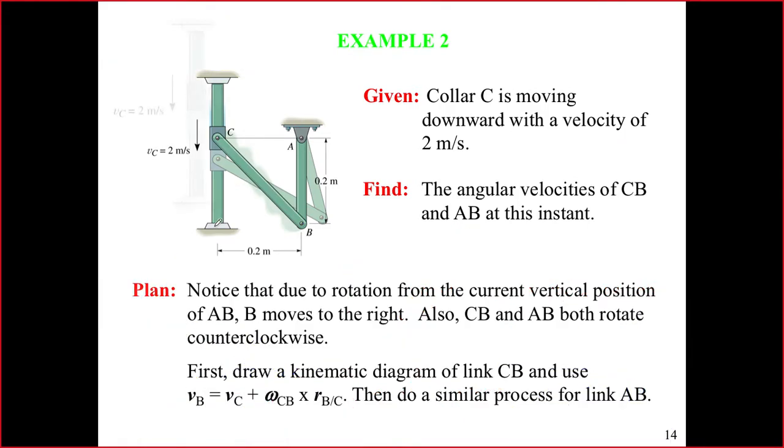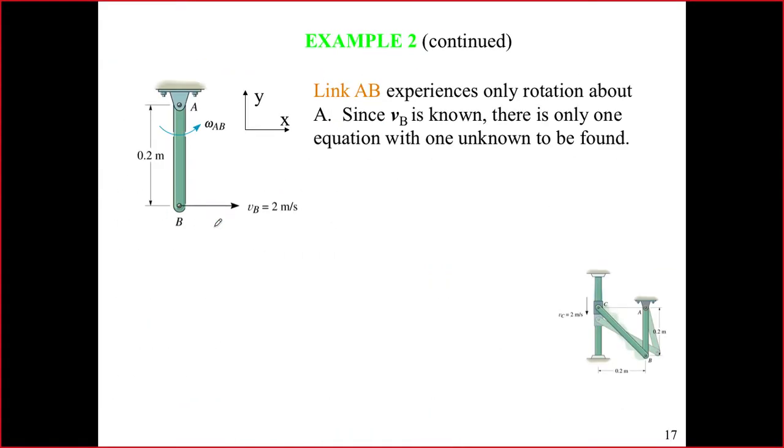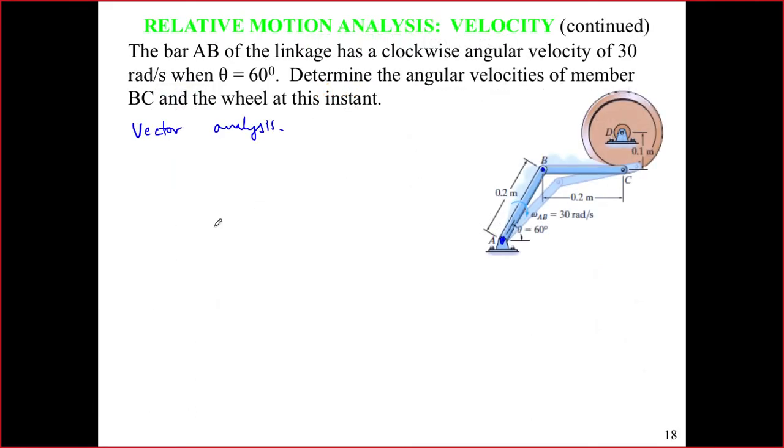Okay? So similarly here, that's what I want to point out. When I'm looking at link AB or link BC, the velocity of B would be the same. Okay? So let's first look at link AB. I'm just going to pop out link AB here.